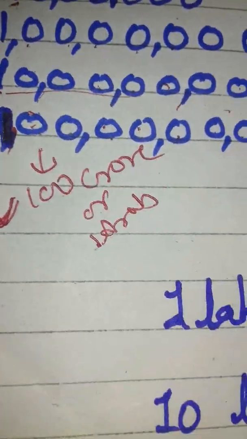So 10 crores into 10 is equal to 10 tens, which are 100 crores, which is the value of the leftmost place value digit. So the next number will be 100 crore. 10 tens are 100 crore. So after 10 crore this will be 100 crore.